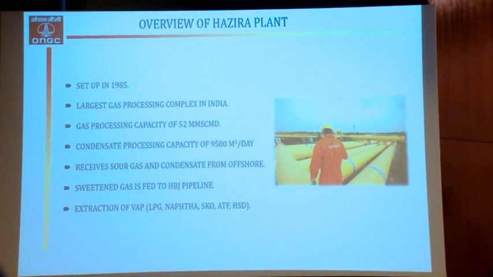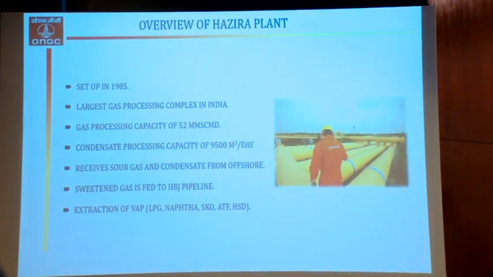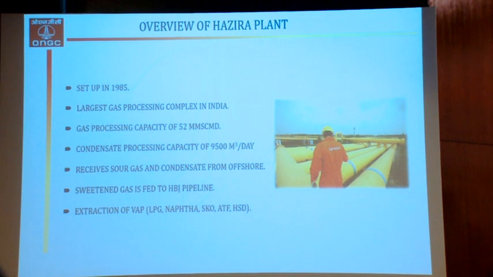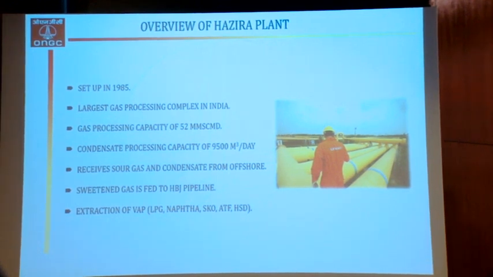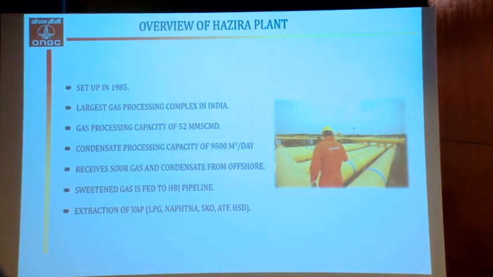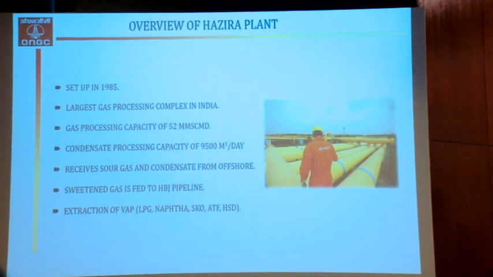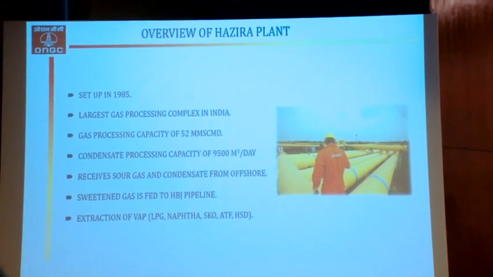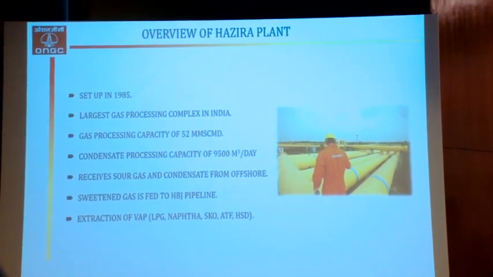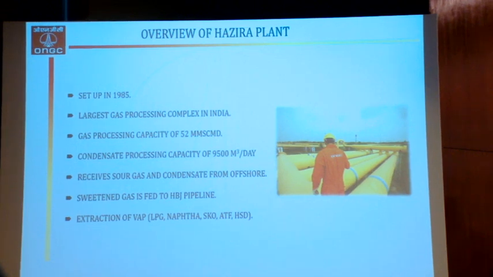This plant was commissioned in 1985. This is still India's largest gas processing complex. We have a total capacity of 52 MMSCMD, including Daman. We have a liquid condensate processing capacity of 9500, and we feed this gas to the HBJ line.